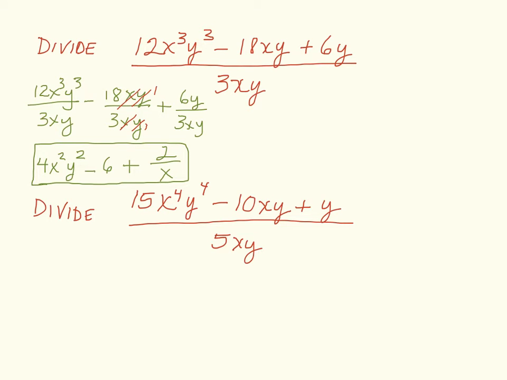Next one, just like it. 15x to the fourth, y to the fourth over 5xy. Notice we're doing this because the denominator is a monomial. If the denominator was not a monomial, we'd have to do something called long division, which we're going to get to in a minute.